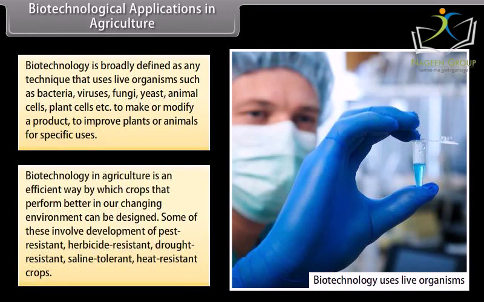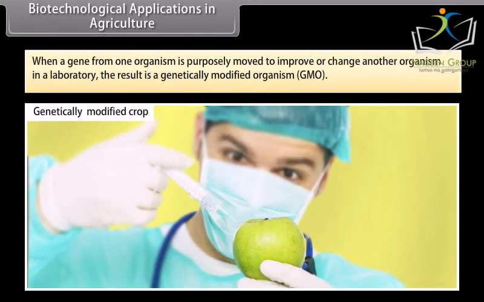Biotechnology in agriculture is an effective way by which crops that perform better in a changing environment can be designed. Some of these involve development of pest-resistant, herbicide-resistant, drought-resistant, saline-tolerant, heat-resistant crops. When a gene from one organism is purposely moved to improve or change another organism in a laboratory, the result is a genetically modified organism, GMO.